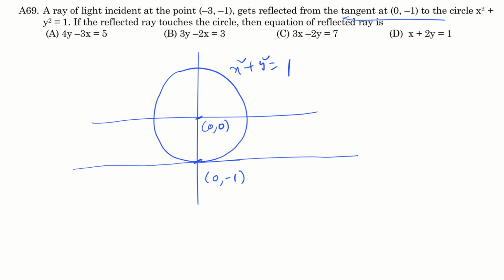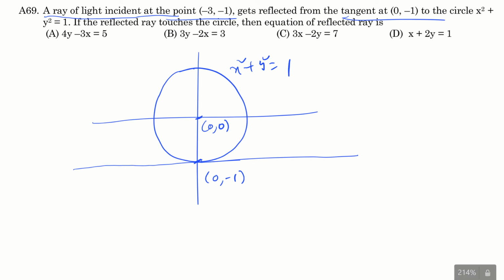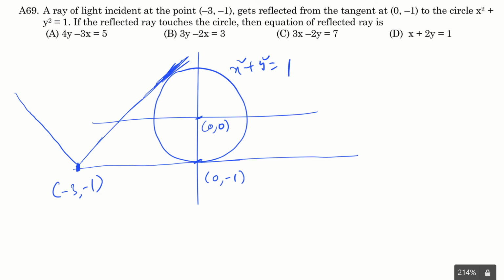Now he said that a ray of light incident at this point minus 3 comma minus 1. Obviously I'll have minus 3 comma minus 1 on this line only. So a ray of light incident at this point got reflected and then it became a tangent to this circle. The reflected ray touches the circle. That means it became a tangent to this circle again. Now you have to find the equation of the reflected ray. So obviously the reflected ray is passing through this point minus 3 comma minus 1. All that you need is its slope.